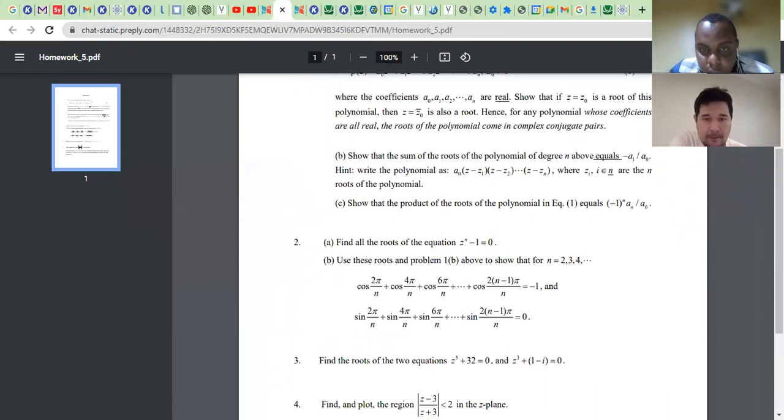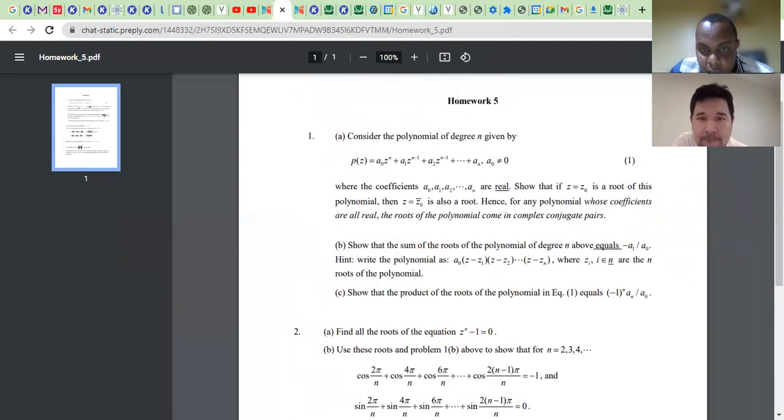We go to number 2. Find all the roots of this equation. It's Z^n minus 1 equals 0. This means that Z^n equals 1, which means that Z is going to be equal to the nth root of that.